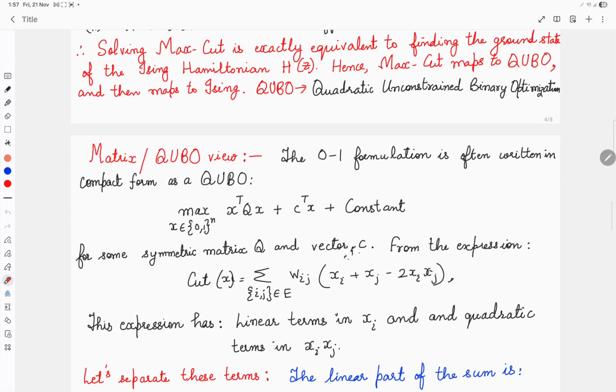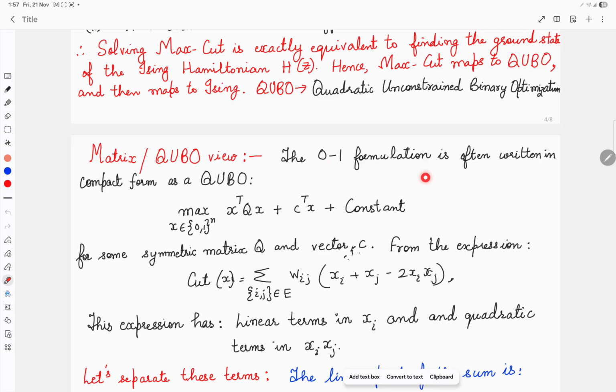Now let us try to understand the matrix view rather than talking about individual weights or edges. Let us try to see a matrix or a QUBO view. That means the quadratic unconstrained binary optimization, looking in more detail at what the quadratic terms present and what the linear terms present in the overall MaxCut equation are.